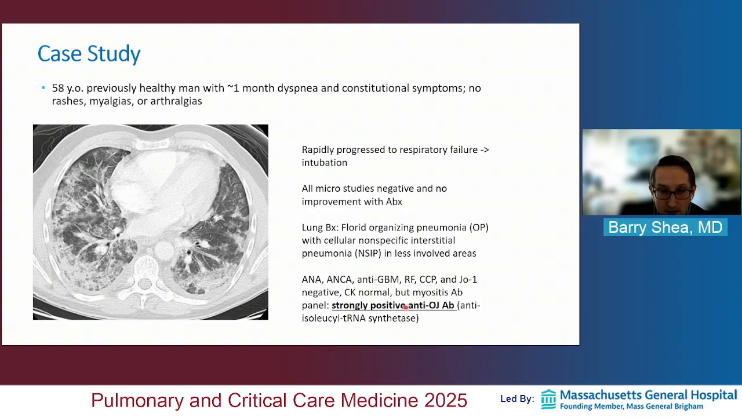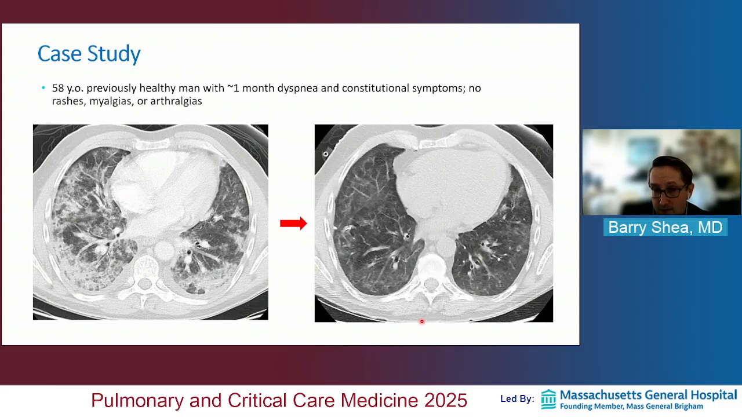All of his preliminary serologies, ANA, ANCA, JO1, rheumatoid factor, were all negative. But he did have the strongly positive anti-OJ antibodies. This is one of the anti-synthetase antibodies that is thought to be very specific for polymyositis or dermatomyositis. And he was treated with high-dose steroids and transitioned to mycophenolate, and he did really well.